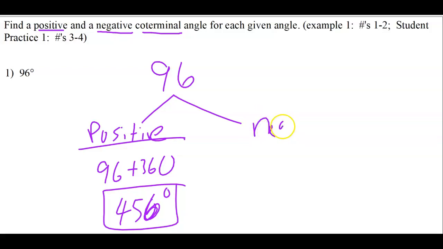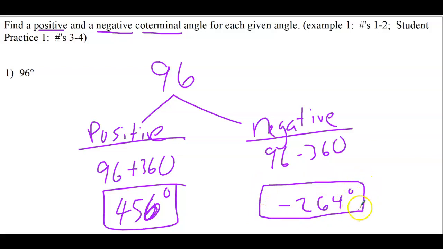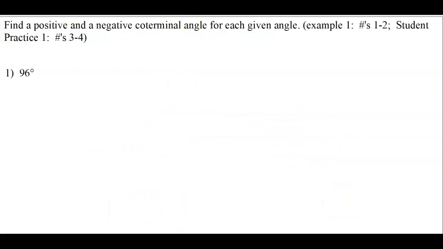Now we want to create a negative coterminal angle. And to do that, we're going to go ahead and subtract 360. So what would that be? 96 minus 360 is negative 264 degrees. There it is. All right, let's go ahead and take a look at another one here.